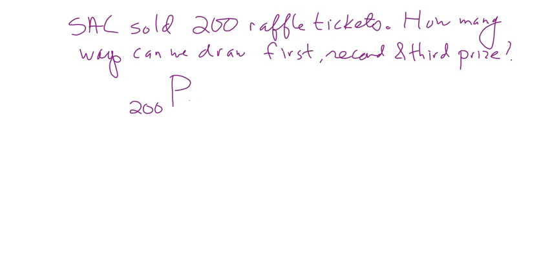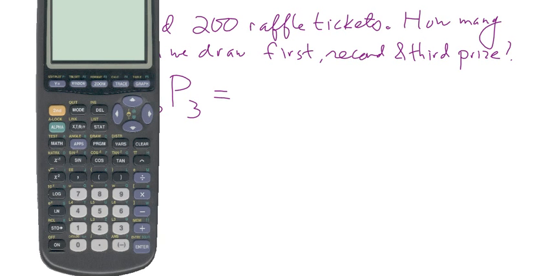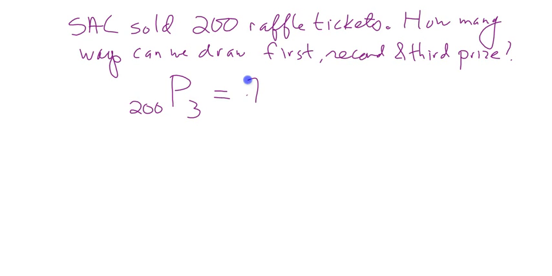So what are we going to write down? 200P3, right? So on our calculator, what will this look like? 200, math, over to PRB. Number 2 is nPr, and a 3. So 7,880, what was the last one? 400, thank you. Almost 8 million ways.